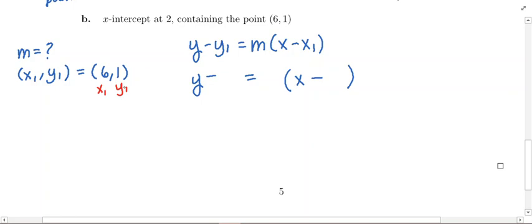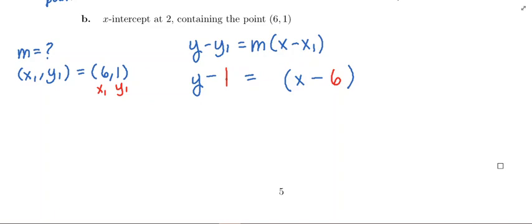So we already know the x1 and the y1, so we can go ahead and plug those in. Inside the parentheses over here, we're going to have x minus x1, so this is going to be x minus 6. And then on the left side, we've got y minus y1, so this is going to be y minus 1. Now we need to plug in the slope. That's the last thing we need, and then we'll be able to convert this to y equals mx plus b form. Well, you're not outright told that the slope is some value. We don't know what the slope is. We actually have to calculate it here.